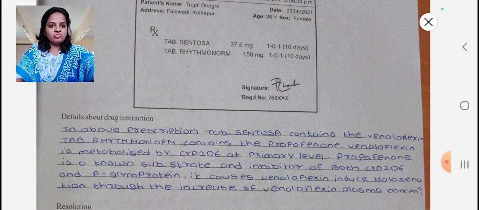Venlafaxine is metabolized by CYP2D6 at the primary level, and propafenone is a known substrate and inhibitor of both CYP2D6 and P-glycoprotein. It causes venlafaxine-induced hallucinations through the increase of venlafaxine plasma concentration.